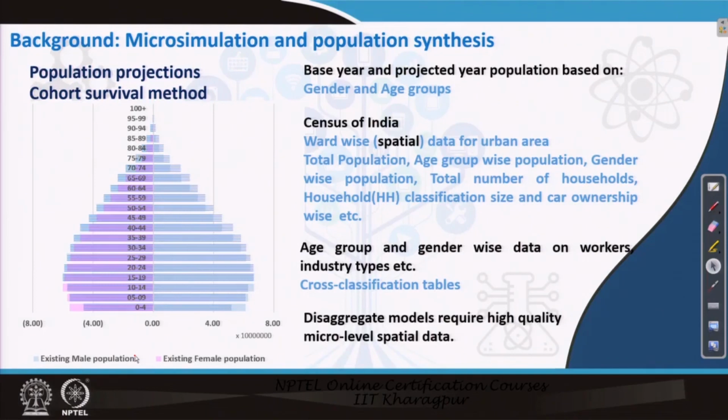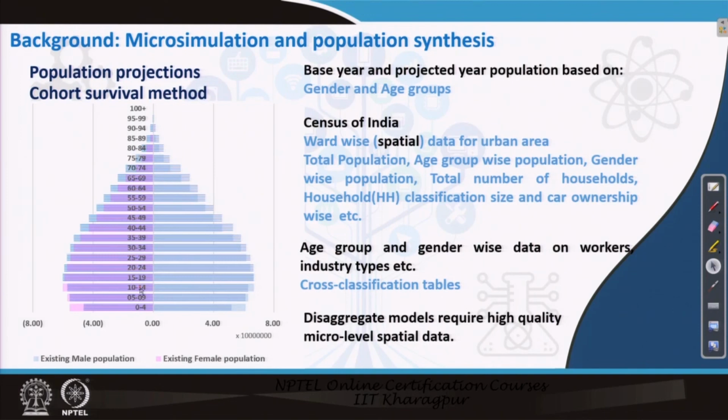So, in the last lecture, we have covered different methods of population projections. Whenever we are planning for an urban area, we need to plan for the current scenario as well as for the future scenario. That's why we need to project the population for the future as well. One of the methods that we covered was the cohort survival method, where the population was broken down into different age groups, as you can see in this image, age group of 0 to 4, 5 to 9, 10 to 14, and also between male and female population.